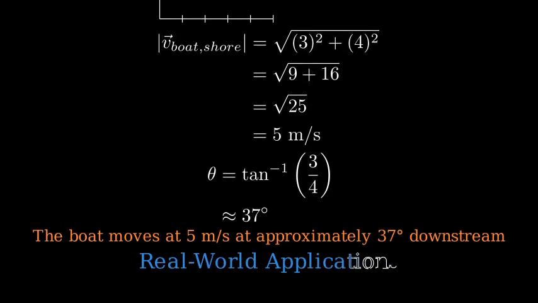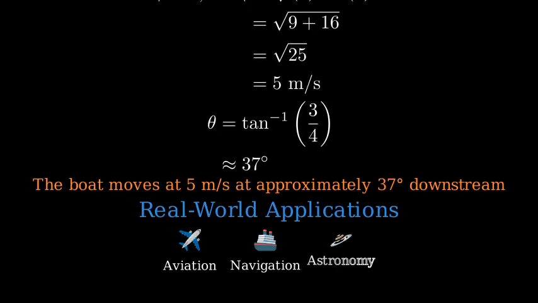Understanding relative velocity has many practical applications. For pilots, it helps in calculating the actual ground speed and direction when flying in windy conditions. In navigation, it's essential for determining the correct course to reach a destination when crossing currents. Even in astronomy, relative velocity is crucial for understanding how celestial bodies move with respect to each other.